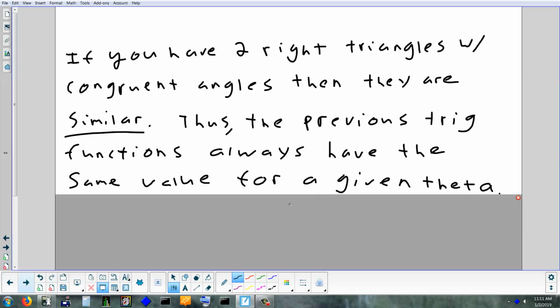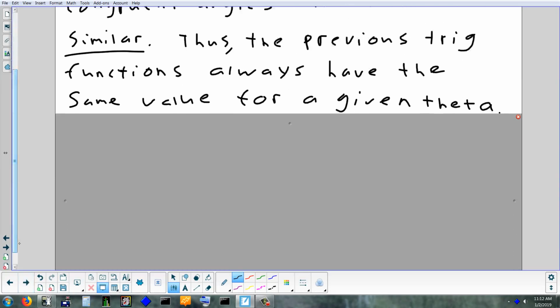Like if you said to me, what's the sine of 10 degrees? And you draw a really small triangle. Or you blow it up, make it bigger. And you say, what's the sine of 10 degrees in the bigger triangle? Doesn't matter. If the angle is the same, the actual size of the triangle doesn't make a difference.